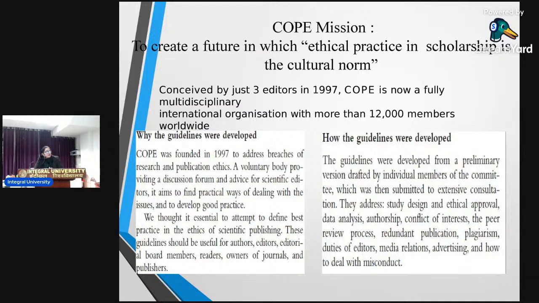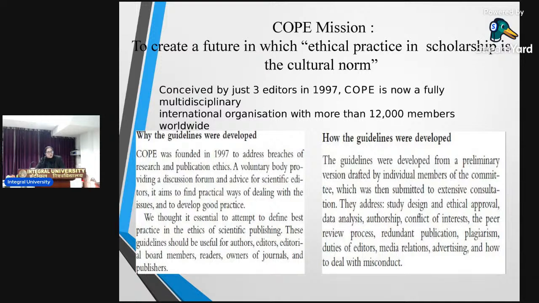So, how did COPE start? It was conceived by just 3 editors in 1997. And COPE is now a multidisciplinary international organization with more than 12,000 members worldwide. And now I must add here that they are all voluntary. They are doing this work on a voluntary basis because, it's not like they do not have anything else to do. They are doing it to give us access to good data, and they are helping us remove the spurious data from the databases, from the landscape.